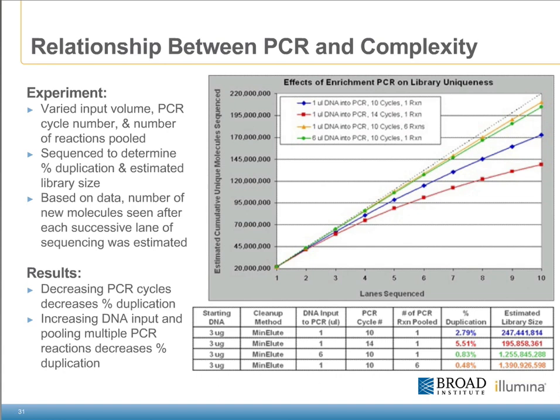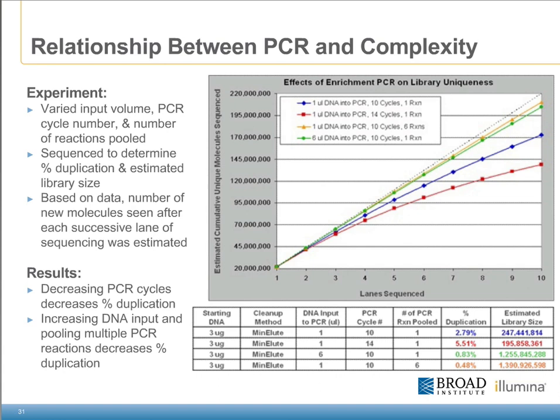But the best result we got was when you actually pooled multiple reactions together. So that's the gold line here. We did 6 reactions, each with 1 microliter of DNA and 10 cycles of PCR. You can see that that line isn't plateauing at all. And if you look down at the table below, you can see that the duplication percentage between the red and the gold here went down almost tenfold. We were at 5.5% duplicated for our original PCR conditions.